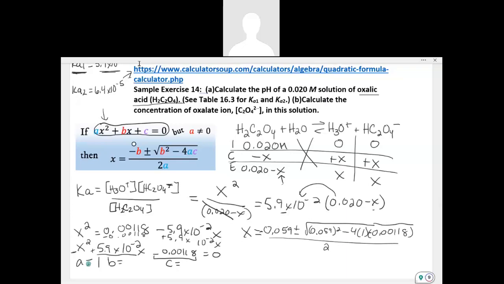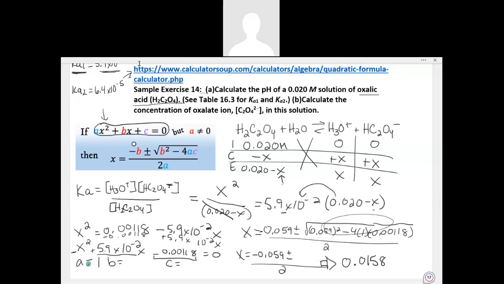So what we see here is if we were to simplify our terms, we're going to get x equals negative 0.059 plus or minus all this term here over 2. So only one of these terms after we solve will give us a positive answer. I will trust you to plug everything into your calculator, and you should get an X value of 0.0158. And again, only the positive answer would make sense here. So we're going to keep moving.